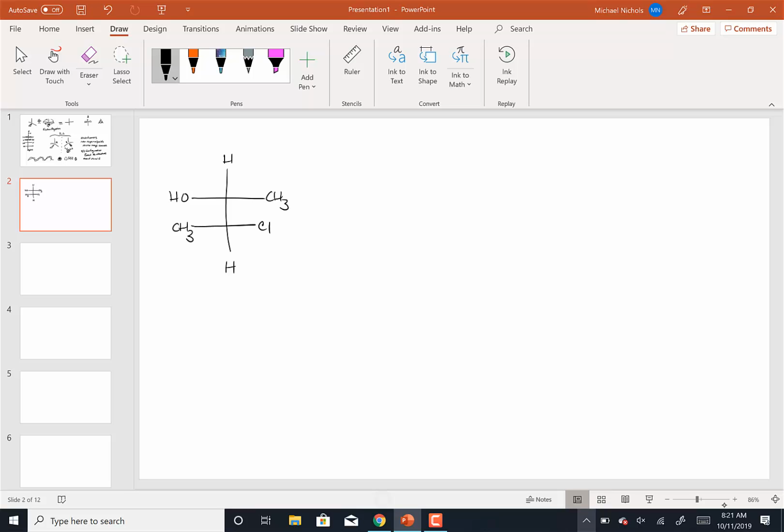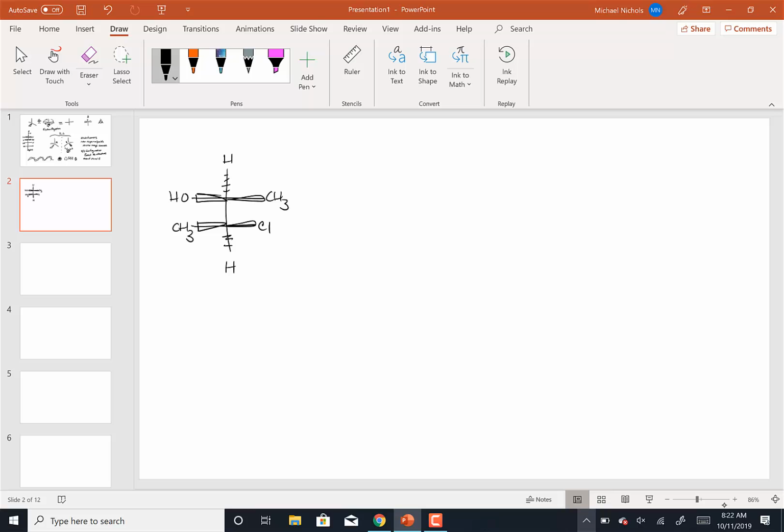So again, these are the bold wedges. These are the dashed wedges. And so I'm going to start with a molecule that has two chiral centers. Now, I would like to write the enantiomer of this molecule with two chiral centers. I want to write its mirror image.